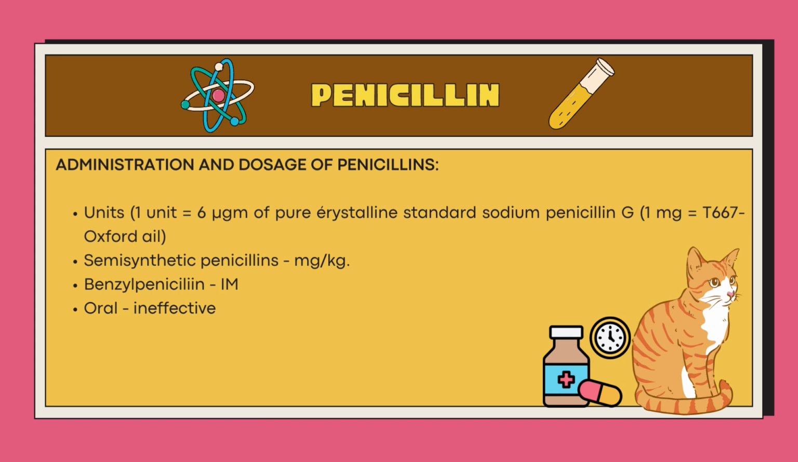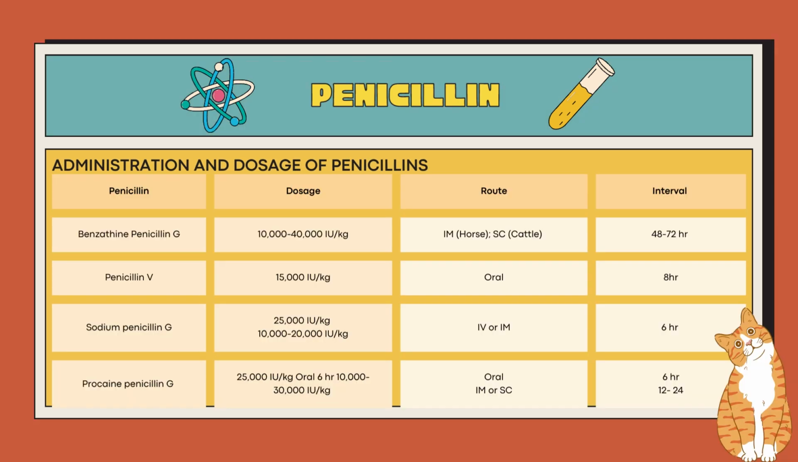Next, in this slide, we have the administration and dosages of penicillins. The dosage of penicillin is usually expressed as units. 1 unit of penicillin is defined as the amount of antibacterial activity present in 0.6 microgram of pure crystalline standard sodium penicillin. The dosage of semi-synthetic penicillin is expressed in milligrams per kilogram. This table highlights the administration and dosage of the different kinds of penicillins, such as benzathine penicillin G, penicillin V, sodium penicillin G, and procaine penicillin G.